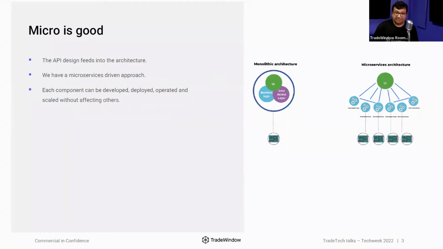Microservices. Micro is good. The API design that we do feeds directly into our architecture, and we use a microservices driven approach. What microservices gives us is that each component can be designed, developed, operated, and scaled without affecting the others. The implementation shares no code, and any communication between microservices happens via well-defined API specifications. That's why the architecture of the APIs is really important before the implementation goes through.